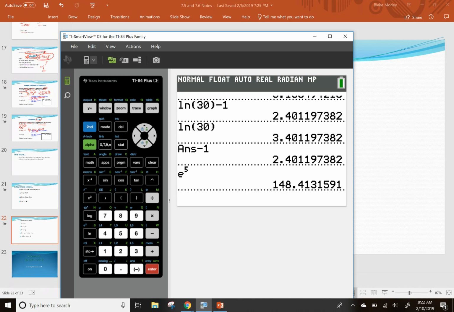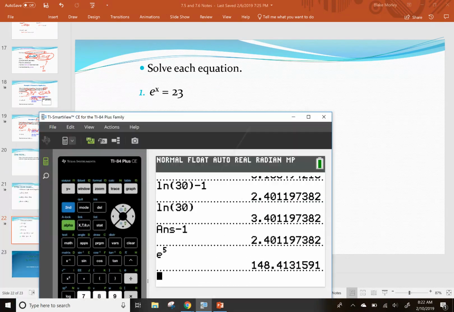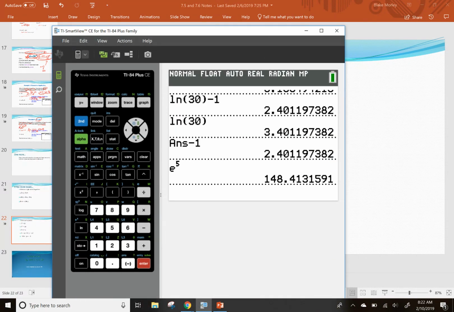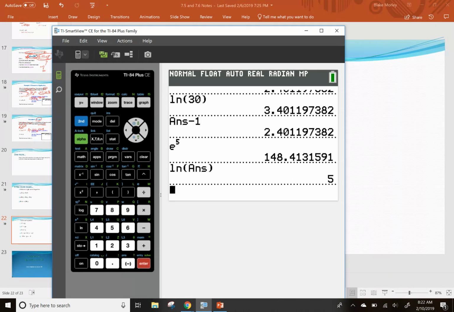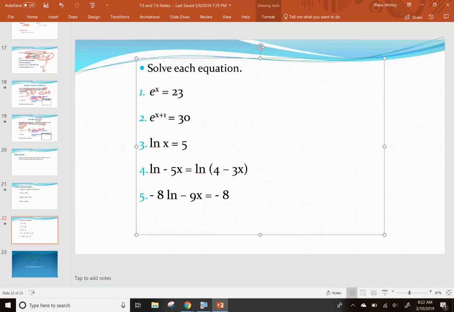Which, by the way, if you want to check that this works, remember it was the natural log of x, so if that's x, then if I do the natural log of that answer that I just got, it should be 5. And it is, right? So you can kind of plug that in, make sure it works. So another thing to note and keep in mind.